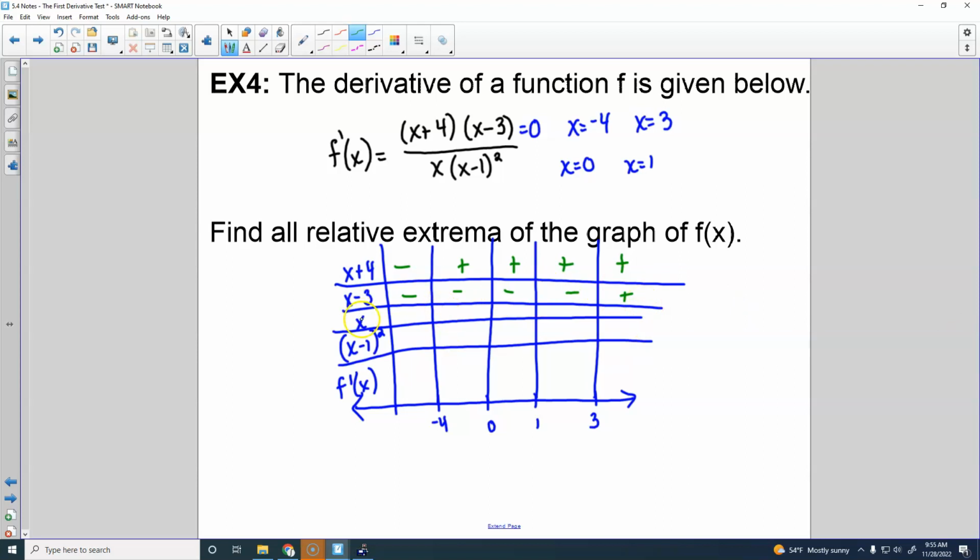For the x, if you plug in a negative number, you get a negative number. If you plug in a positive, you get a positive. What about the line for x minus 1 squared? Always positive because of the square there. So your answer here, you would have a negative, a positive, a negative, another negative, and a positive. They usually switch back and forth, negative, positive, negative, positive, negative, positive, but you can see in this case it does not.